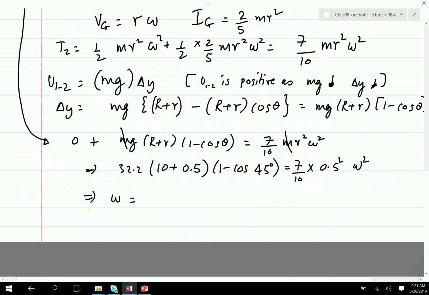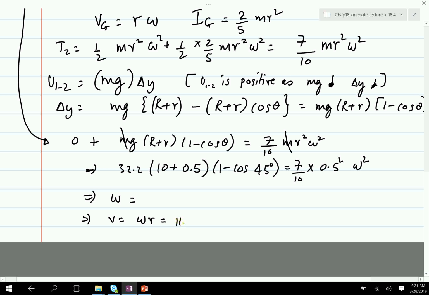I did not quite write that. I just wrote v, which is omega r, which is 11.9 feet per second. So omega has to be 23.8, right? Because if you multiply with 0.5, you should get that.